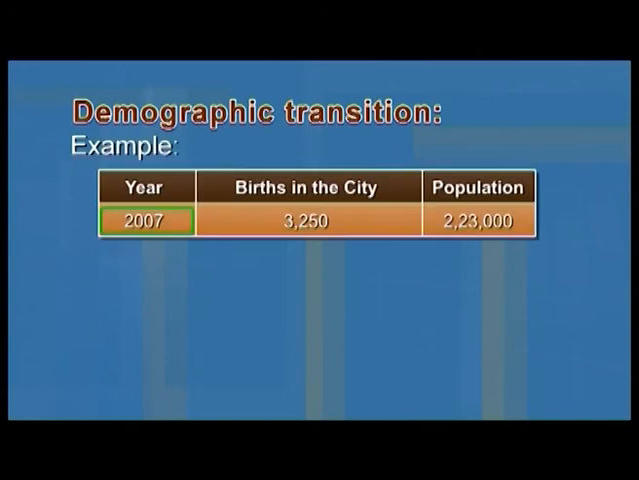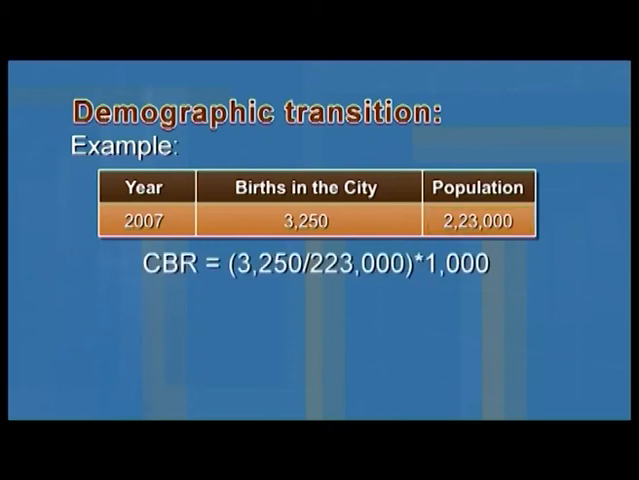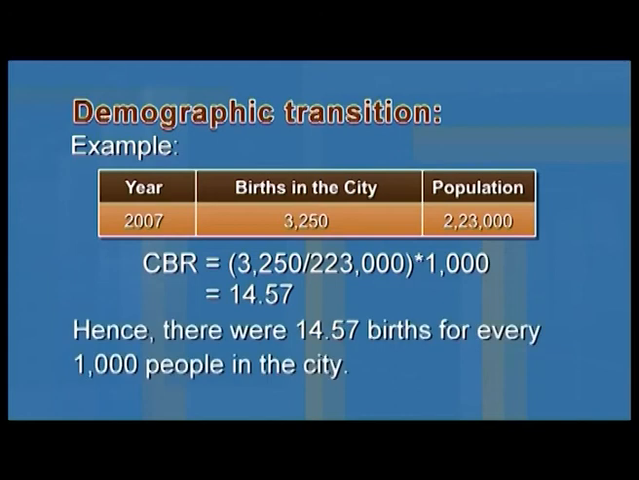Example: in 2007, there were 3,250 births in a city with a population of 223,000. Therefore, crude birth rate is equal to 3,250 divided by 223,000 times 1000, which is equal to 14.57. Hence, there were 14.57 births for every 1,000 people in the city.